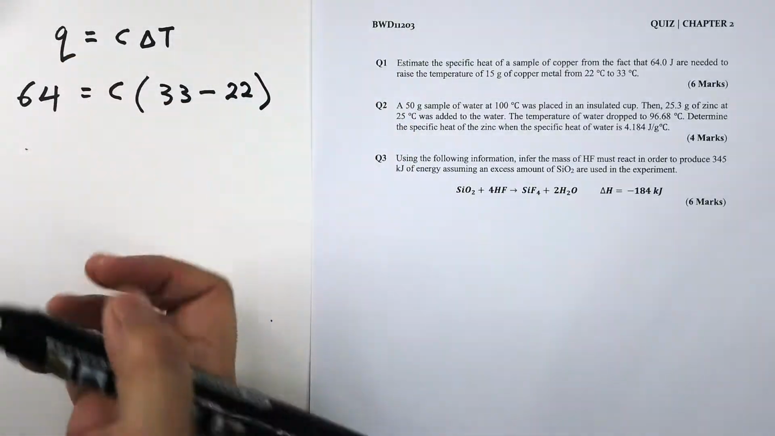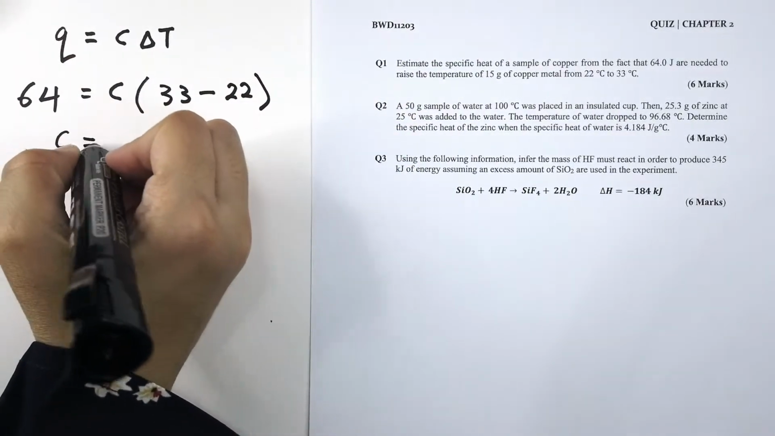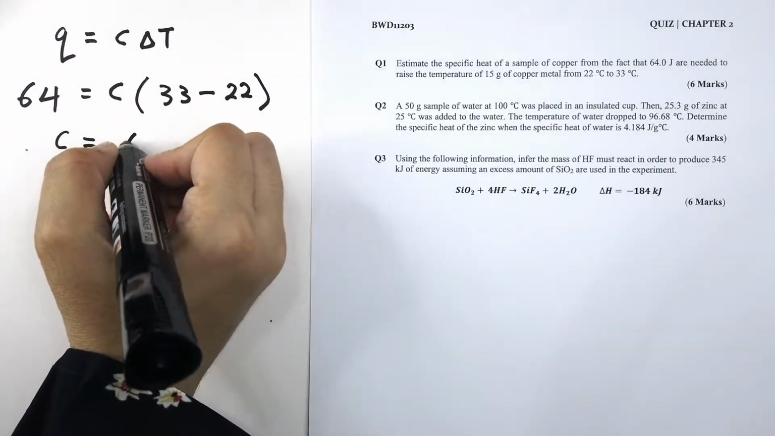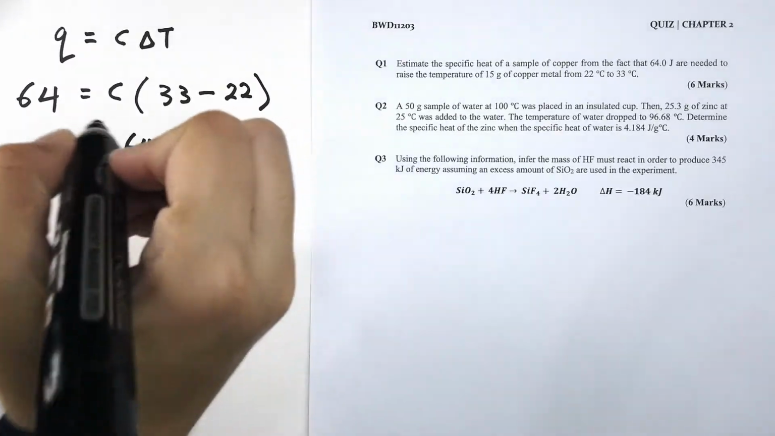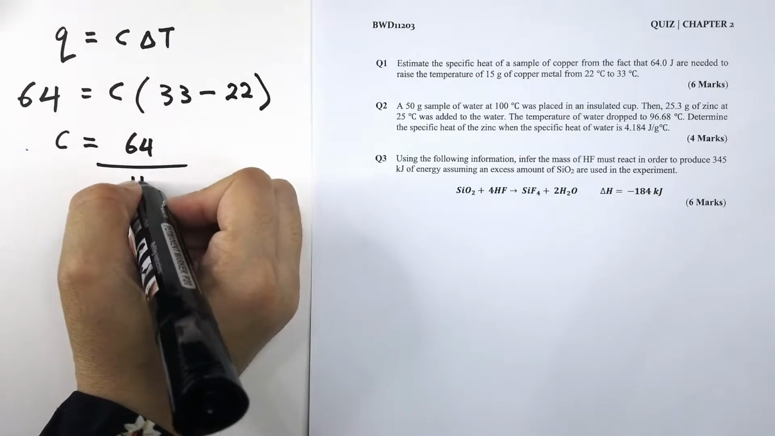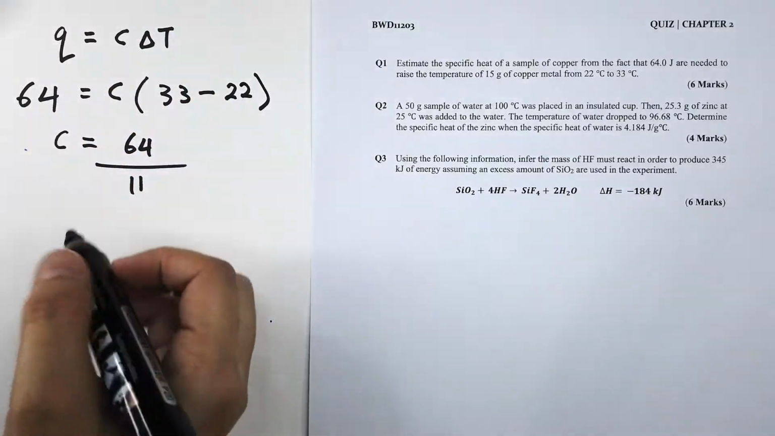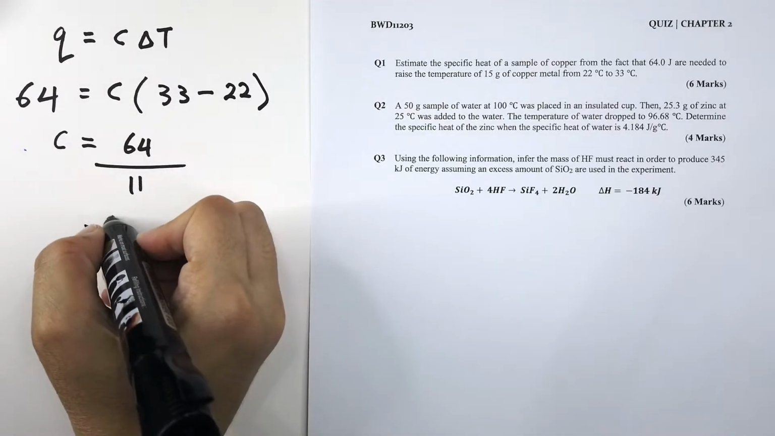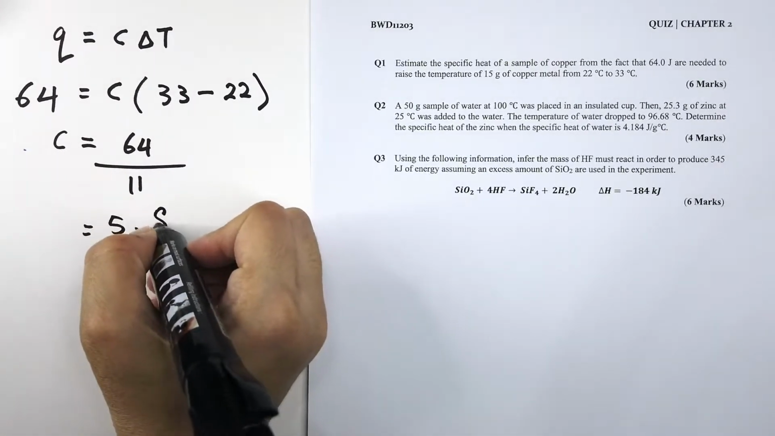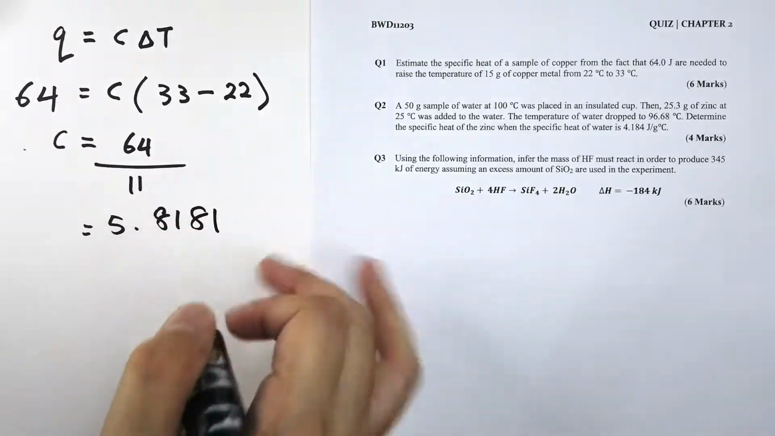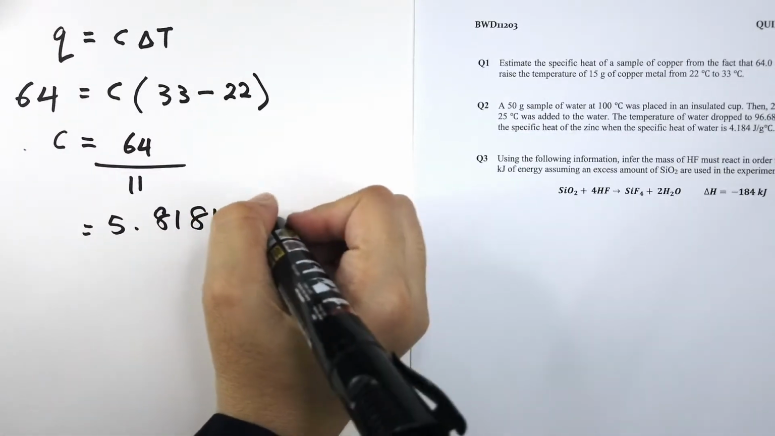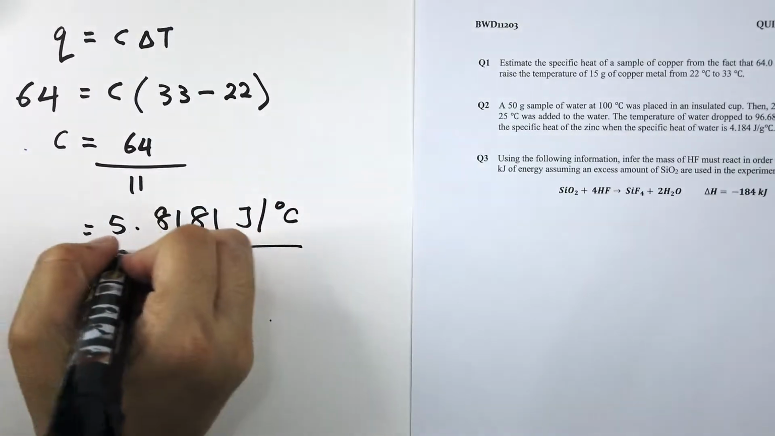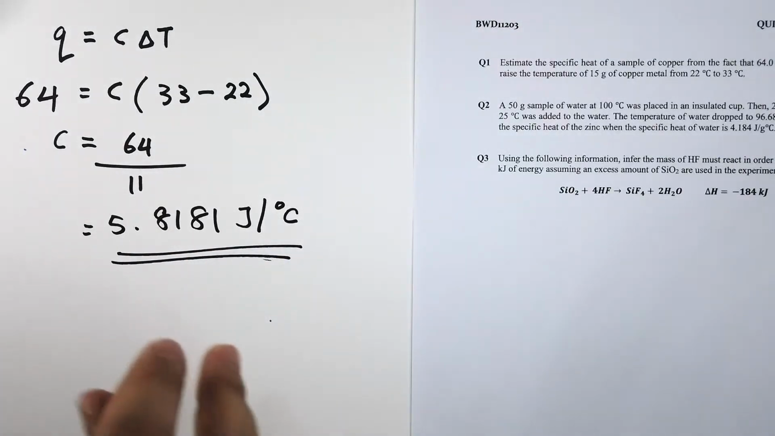Alright, from here you can calculate the value of C, which is 64 divided by 11, because of 33 minus 22. So you shall get the value of C equivalent to 5.8181 joule over degrees Celsius. Okay, this is the first part of this question.